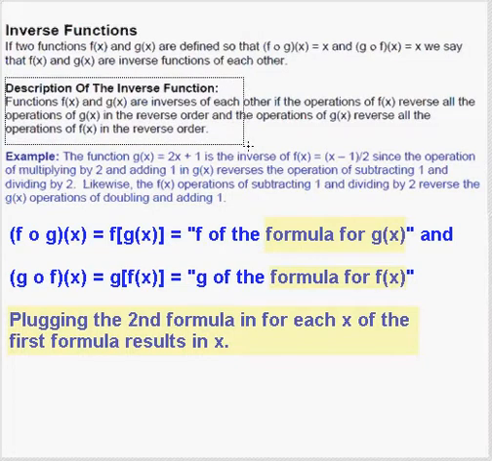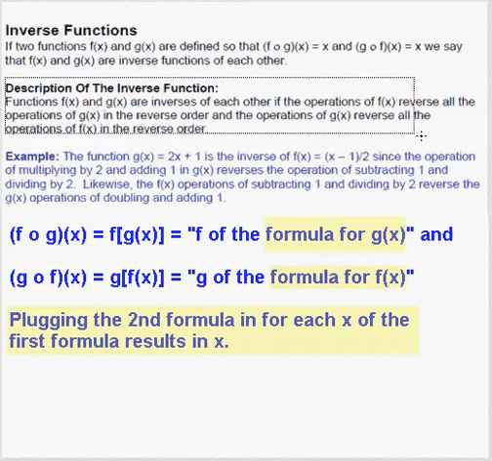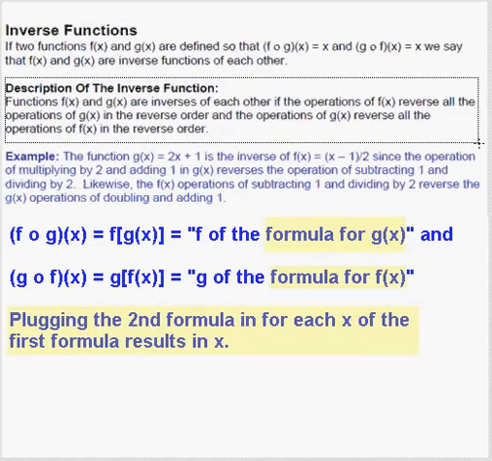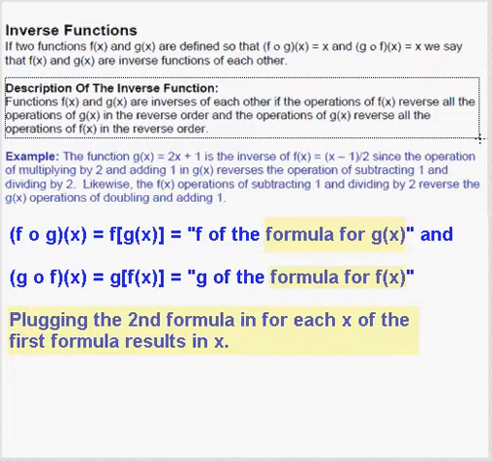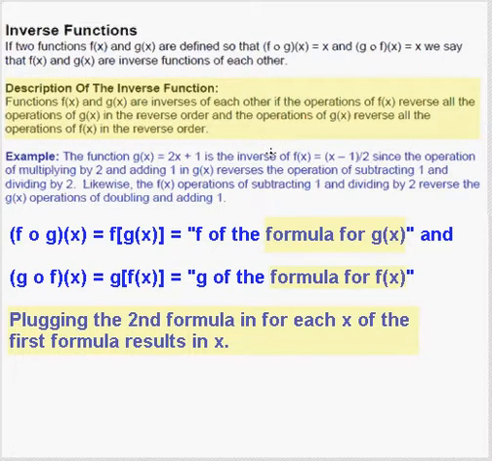Now here's a descriptive definition of the inverse function. f of x and g of x are inverses of each other if the operations of f of x reverse all the operations of g of x in the reverse order, and also the operations of g of x reverse all of the operations of f of x in the reverse order. Let's look at an example.